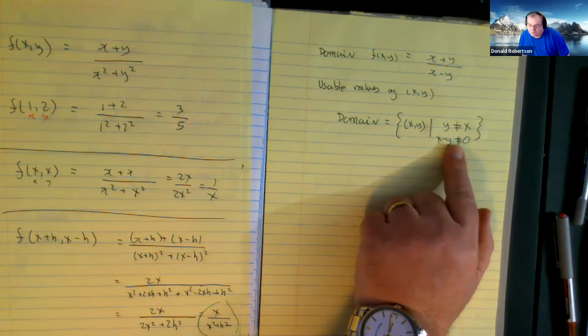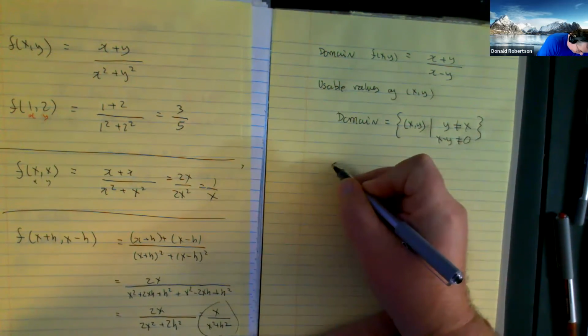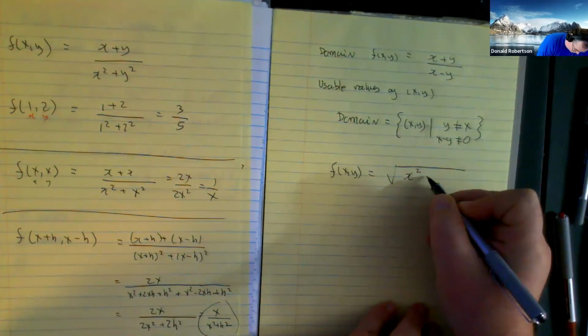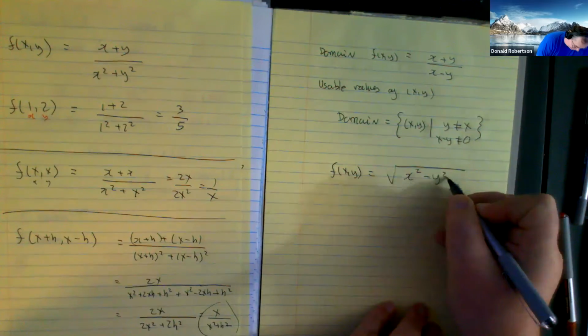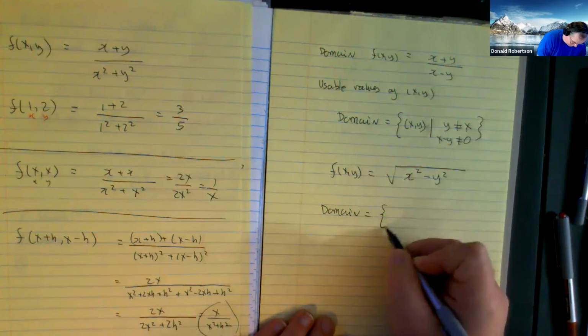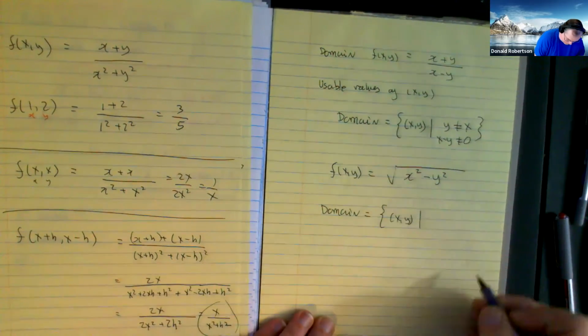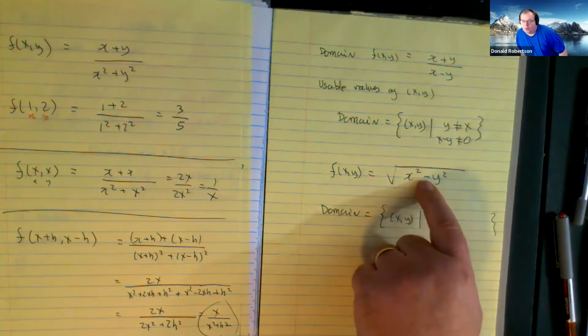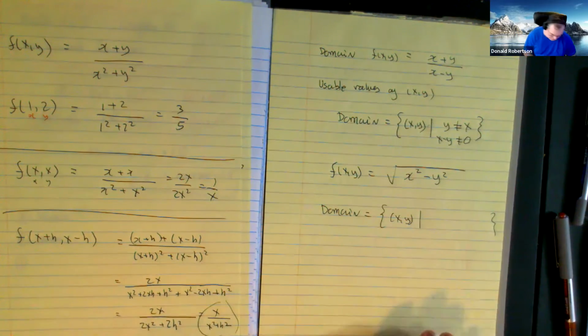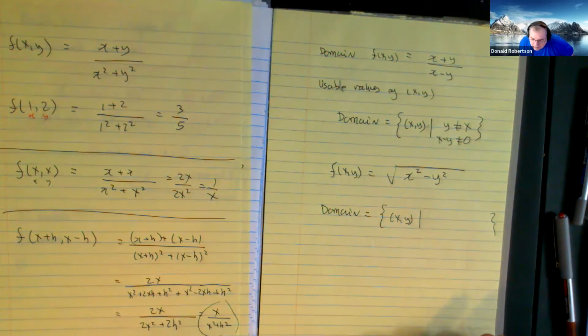Right. Comfortable with that? How about this fella? What would be the problem here? Or you could phrase it, what must be true? Maybe that's a better way to phrase it. Y must be less than x.